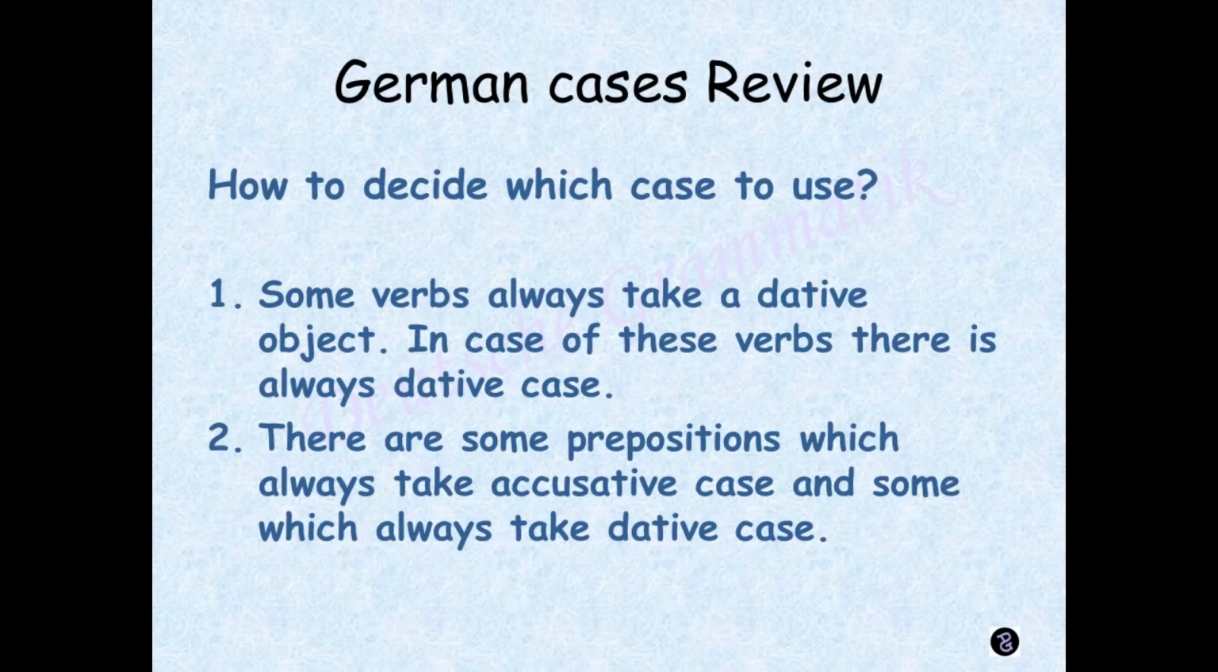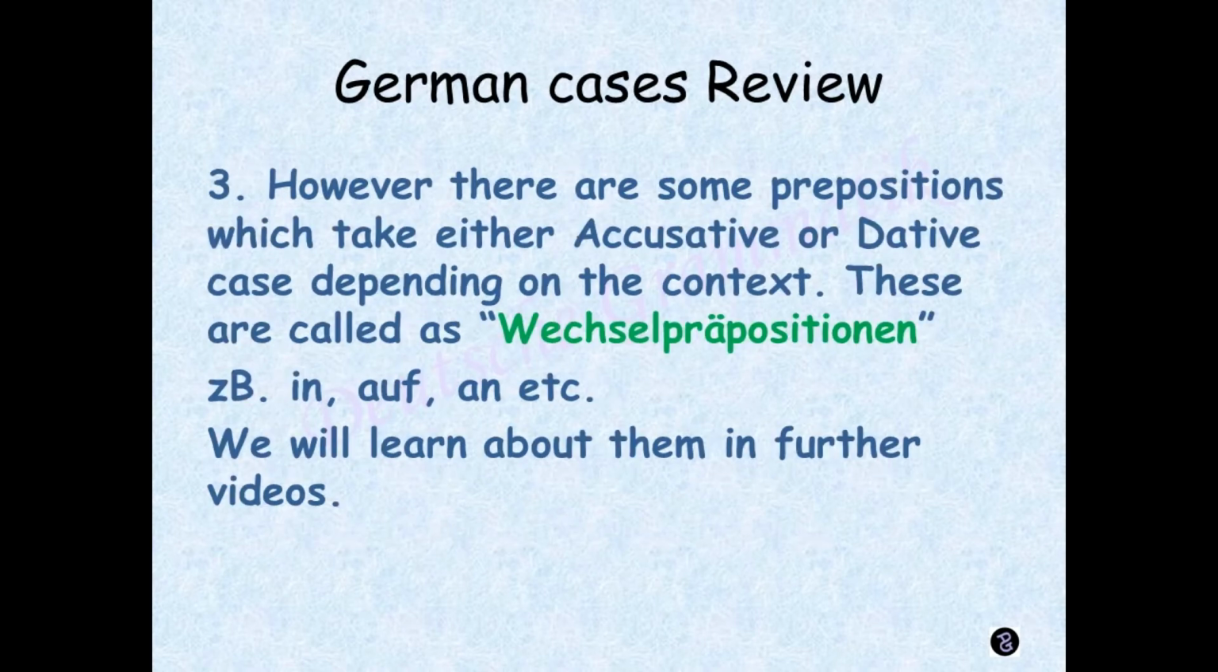The second is there are some prepositions which always take accusative case and some which always take dative case. So, if you learn these prepositions accordingly, it's really easier to determine the case. However, there are some prepositions which take either accusative or dative case. It depends upon the context. These are called Wechselpräpositionen. For example, in, auf, an, etc. We will learn about these prepositions in further videos.